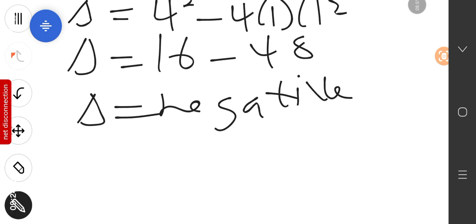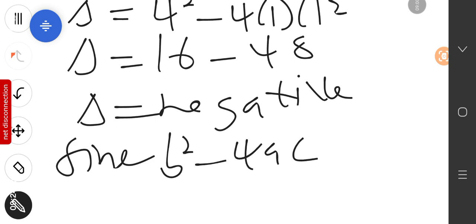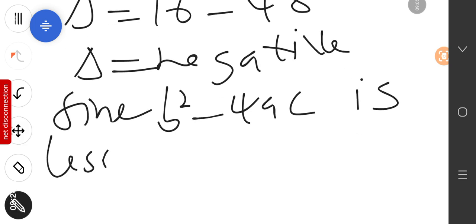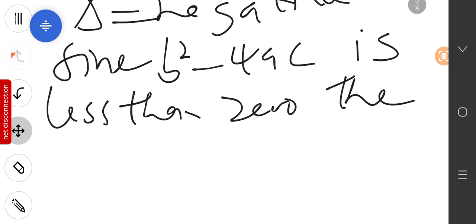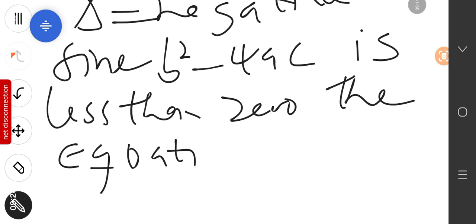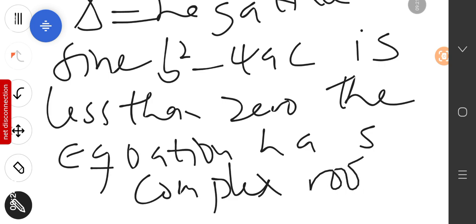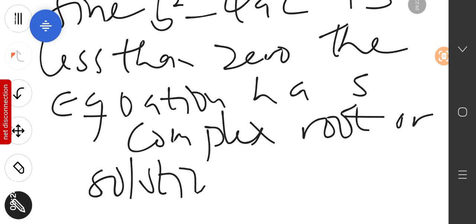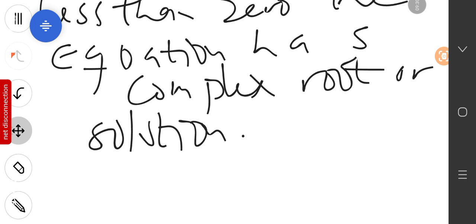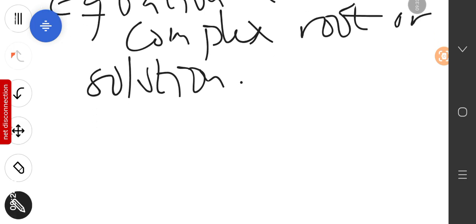Since b squared minus 4ac, the discriminant, is less than 0, the equation has complex roots or solutions. In this case, we are looking for a real solution. So we are going to ignore equation 2 and focus on equation 1.